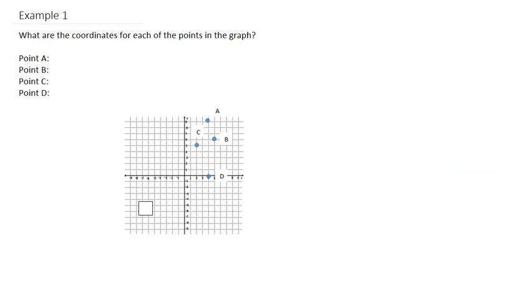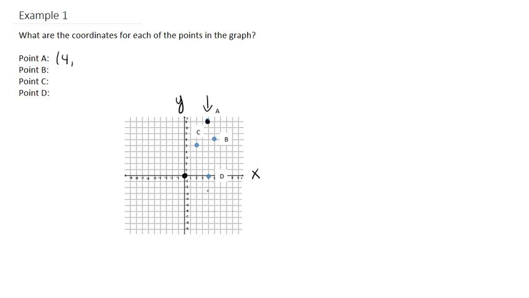Example 1. What are the coordinates for each of the points in the graph below? So in point A, we need to locate that one first. So we see it's right there. So we need to start at the origin. So our origin is 0, 0. So this is our x and this is our y. Now we notice that we need to go to the right. And let's count how many we have to go to the right in order to get to A. So we see that we have to go 1, 2, 3, 4. So our x point is 4. So we put the 4 right there.